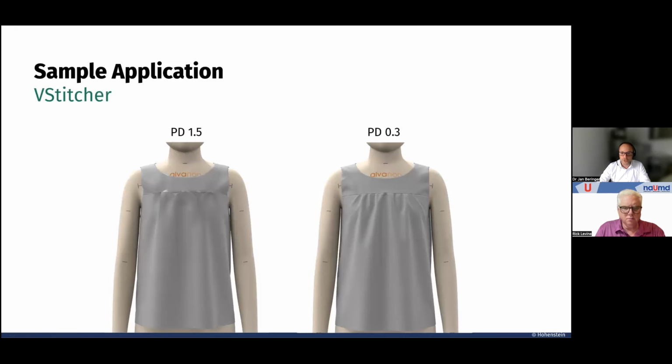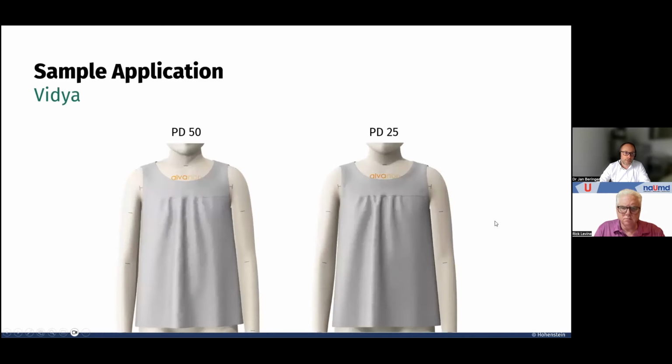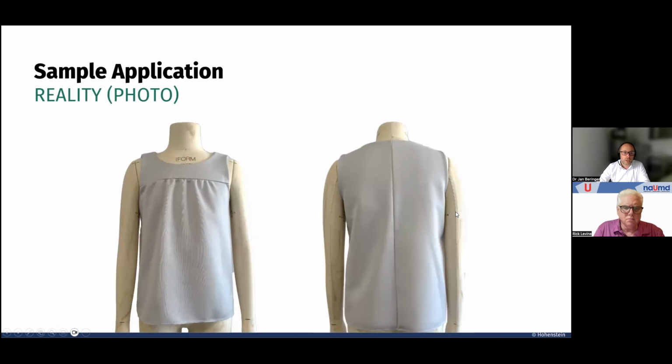When we look at VStitcher, you see the difference even more clearly. Particle distance 1.5, well, quite okay, but 0.3, I think, is a perfect setting for this one here. This almost looks like a real fabric and a real product. When we look into Vidya, particle distance 50 to 25, as you see, the particle distances are different for each software. 50 is too much, 25 goes in the right direction. You see there's a clear impact, especially in the upper part of the simulation, of course, on all the folds in the garment.